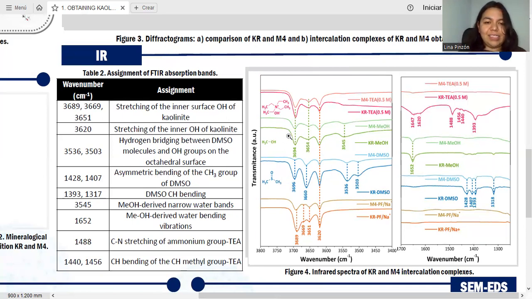Finally, the complex with TEA is reflected with the band at 1,400 in the FTIR, corresponding to the ammonium group.